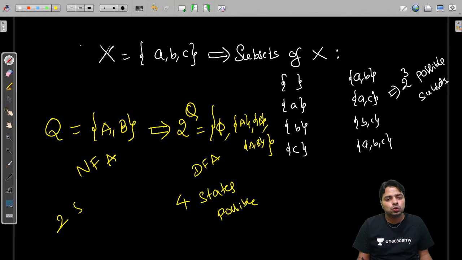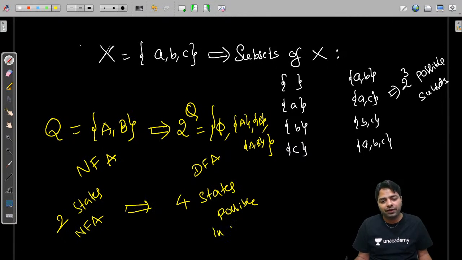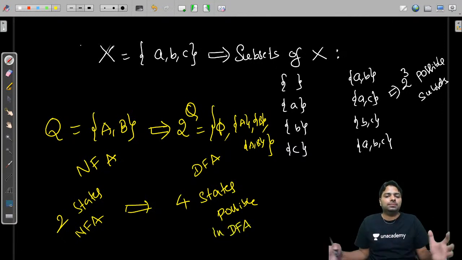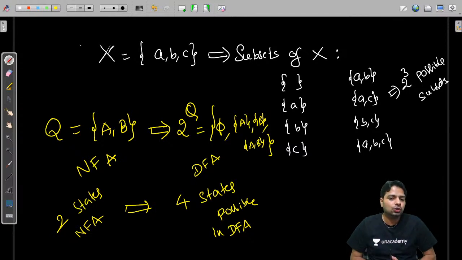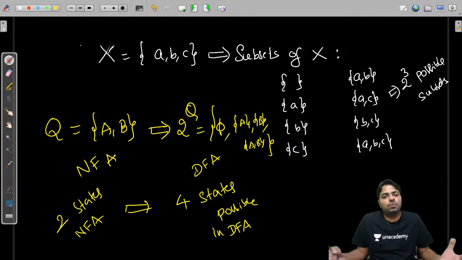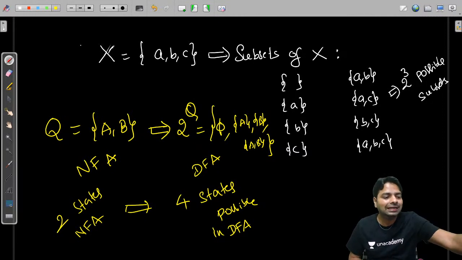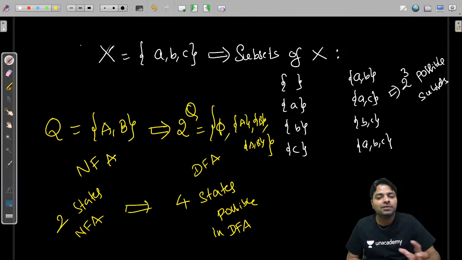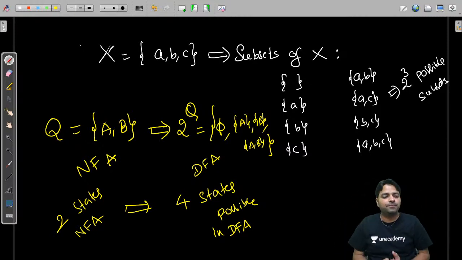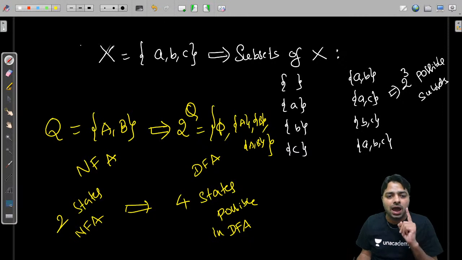Here we have 2 states. So for a 2-state NFA, we will convert to 4 possible states in the DFA. We will show that algorithm. The 4-state DFA we are going to show, but the actual minimum DFA could be less than 4 or equal to 4. Really we don't know. The algorithm will decide whether the minimum DFA will have 4 or fewer than 4. We have the minimization algorithm today itself. Okay, let's begin. Have you understood?